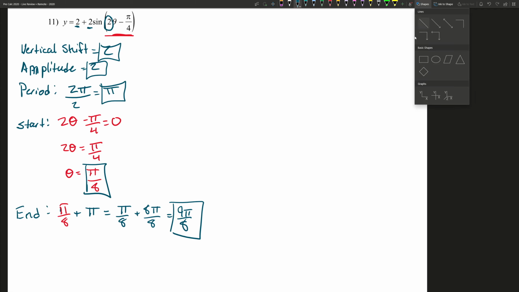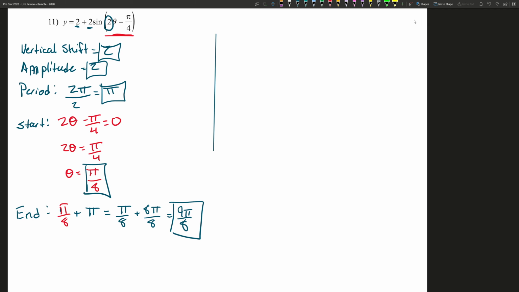Then we can actually start to draw stuff. Our center line is going to be the vertical shift. From that we go up to 4 and down to 0. Actually, I'm going to make these a little bit closer together.